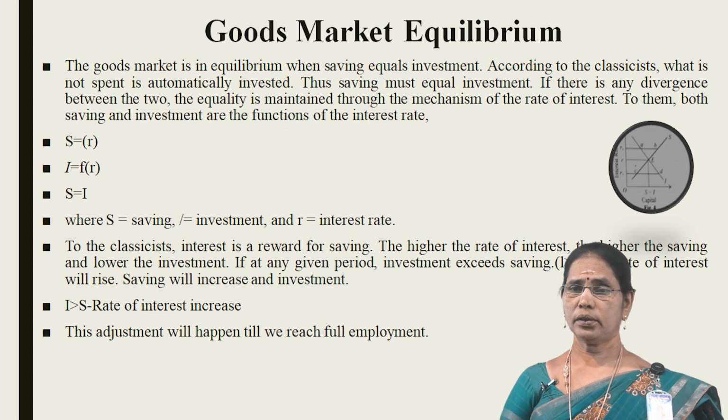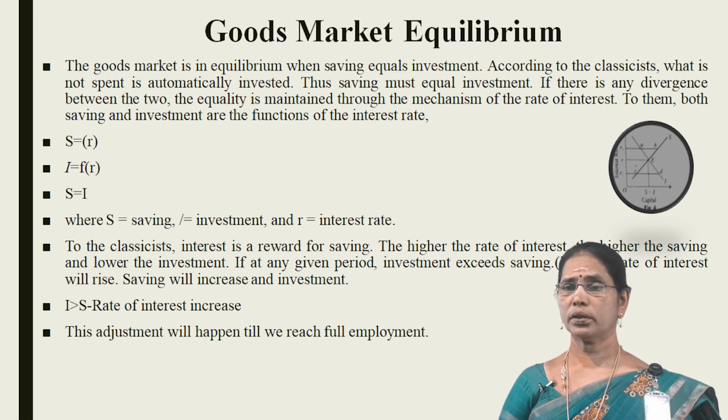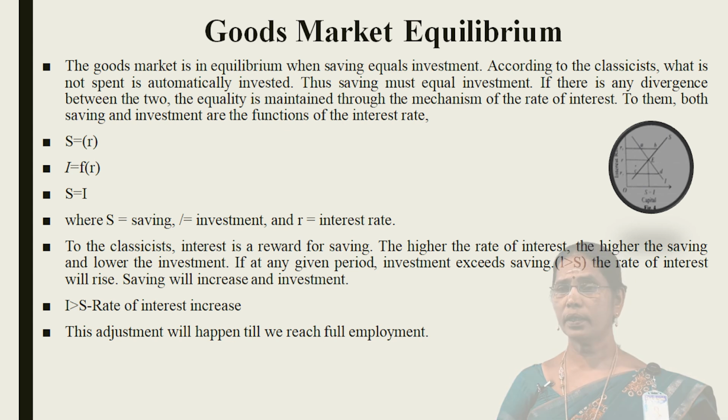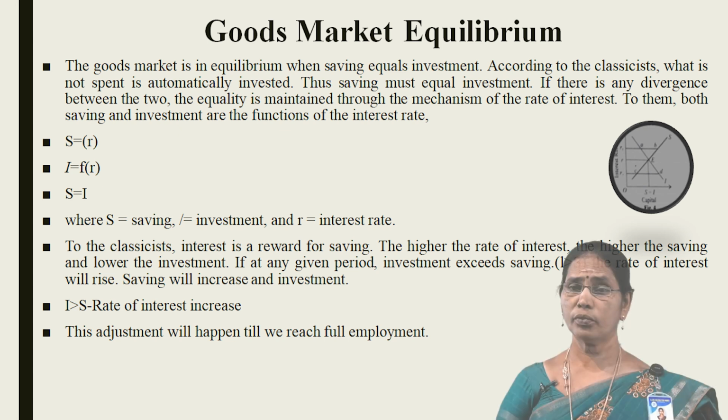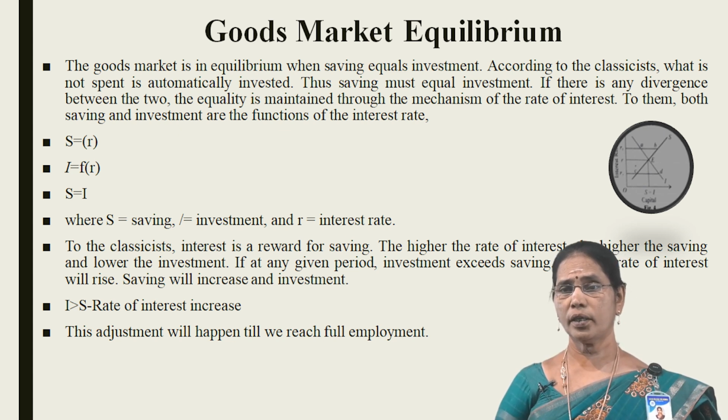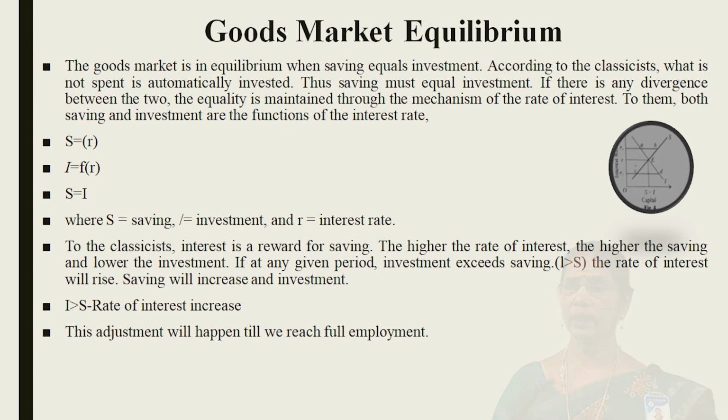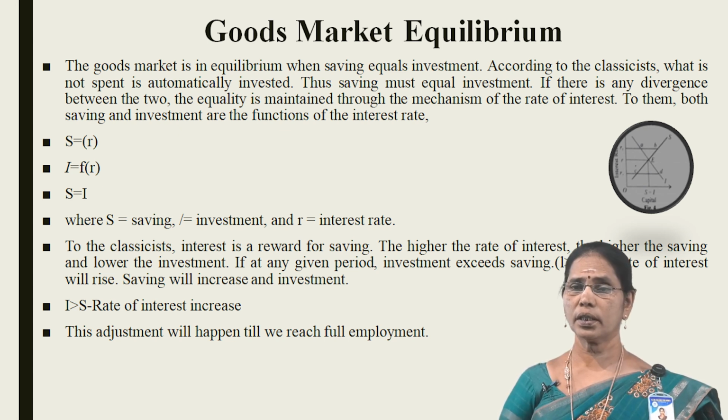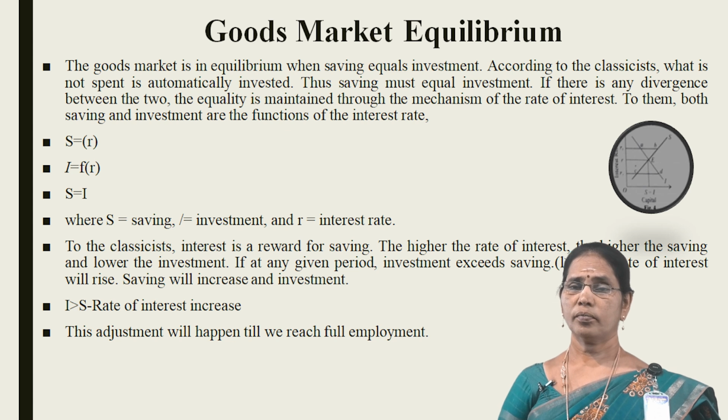To the classicalist, interest is a reward for saving. The higher the rate of interest, the higher the saving and the lower the investment. If at any given period investment exceeds saving, therefore I is greater than S, the rate of interest will rise, saving will increase and investment will fall. Therefore, the rate of interest is increased.